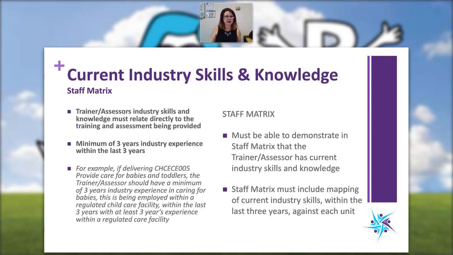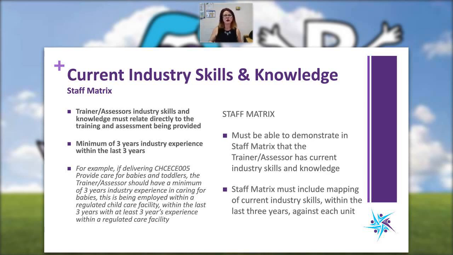Okay. So the next one is current skills and knowledge. They've got to have currency in their industry. I see this time and time again, particularly in training organisations that have been running for a long time. You get what are called career trainers, and basically all they do is train and assess, and that's all they do. They haven't actually kept their currency within their industry.